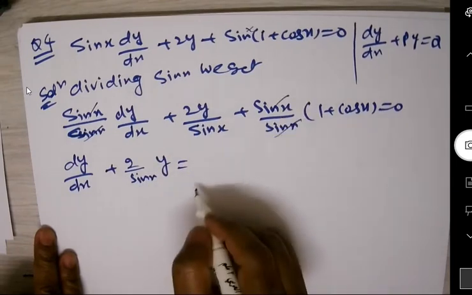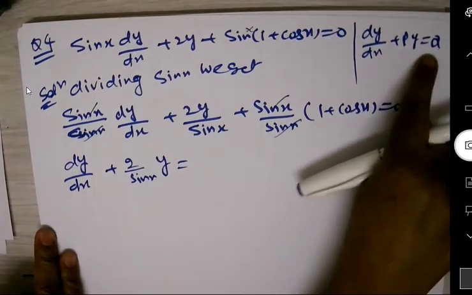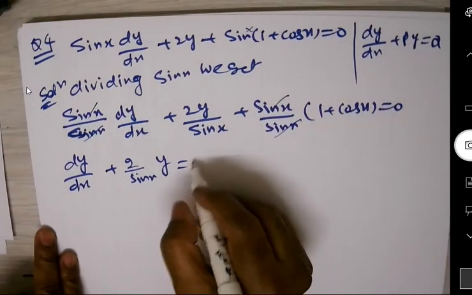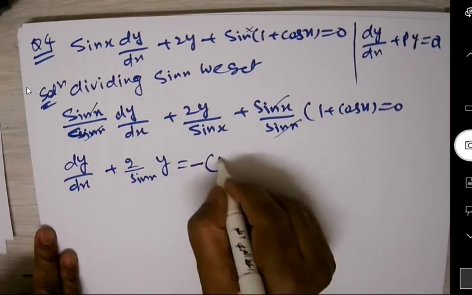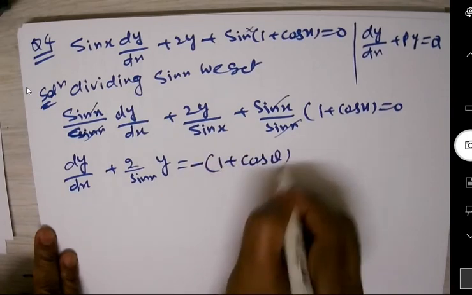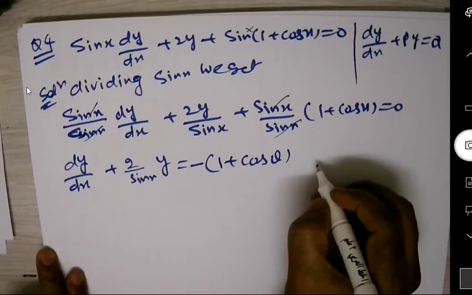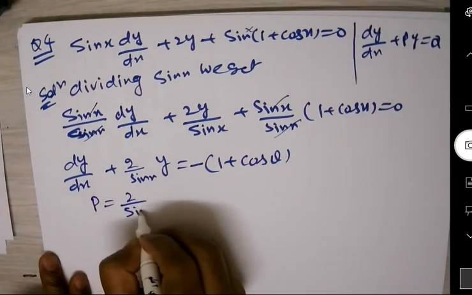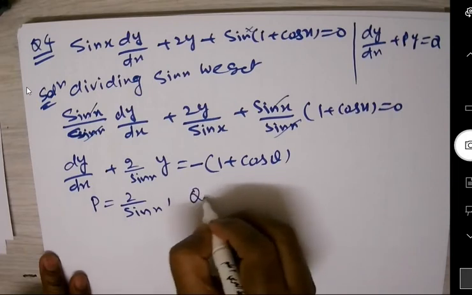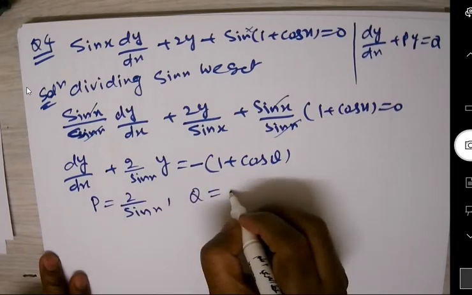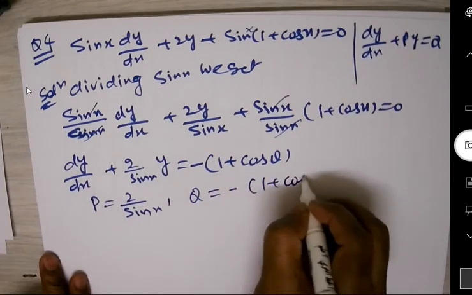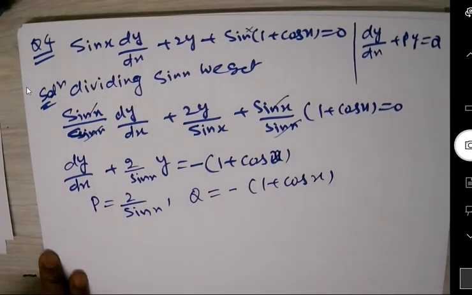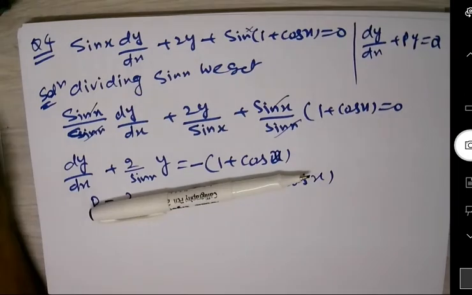See this cancel, because I need to compare from that one, so it's not the value of Q. So we replace this on the other side, so it comes minus 1 plus cosine of x. Now check that one, what is the value of P here? P is 2 divided by sin x and Q is equal to minus 1 plus cosine of x, minus 1 divided by cosine of x.